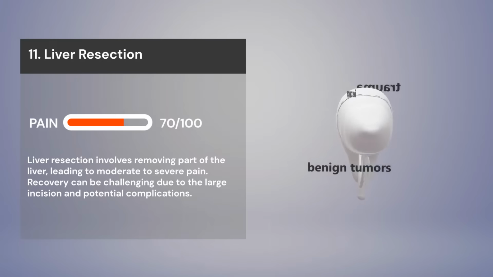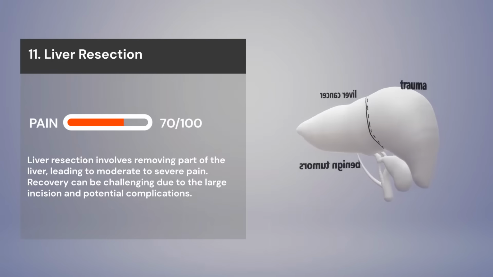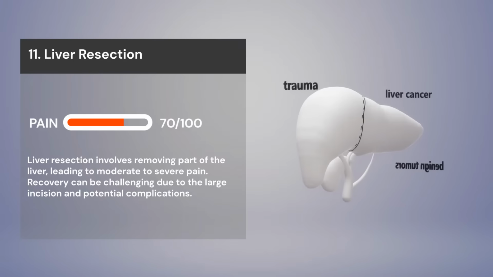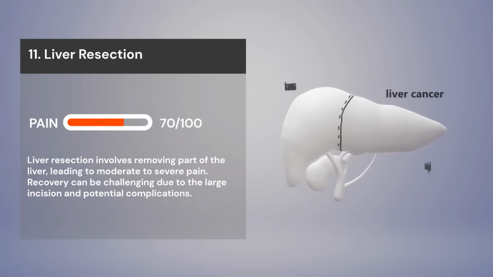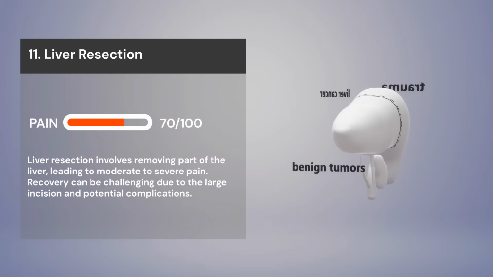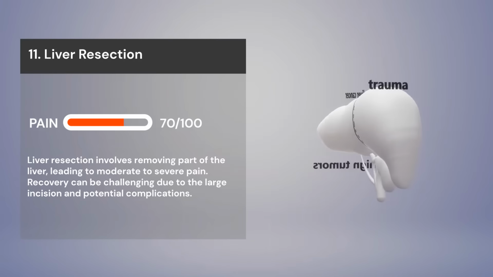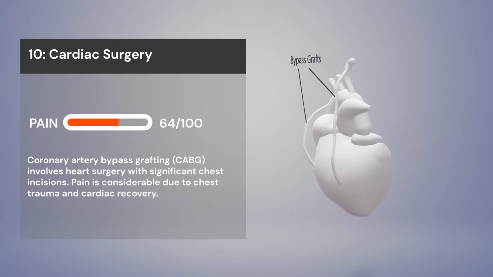Number 11. Liver resection. Liver resection is a surgical procedure that involves removing a portion of the liver, typically to treat liver cancer, benign tumors, or trauma. The pain associated with liver resection can vary depending on the extent of the surgery and individual pain tolerance.